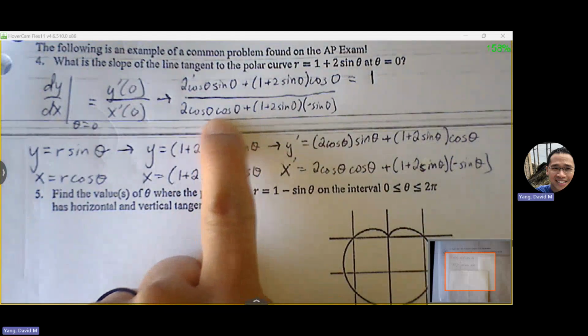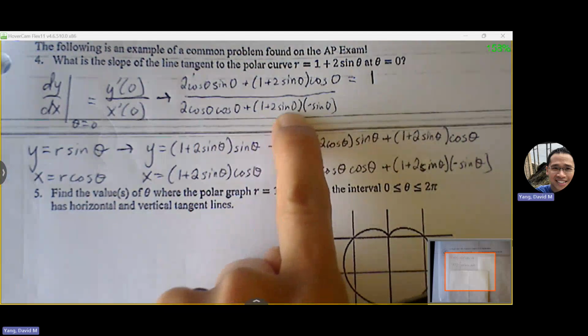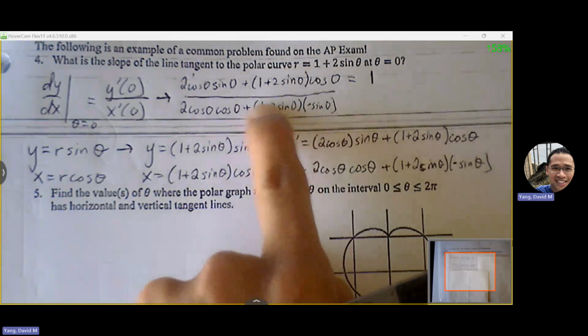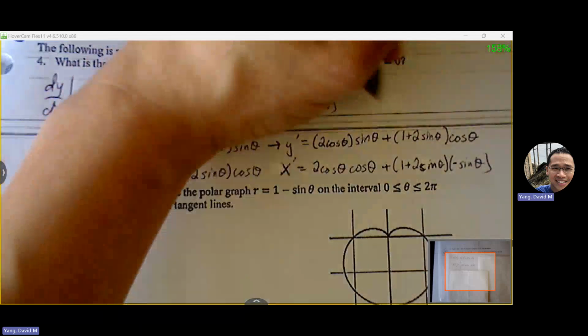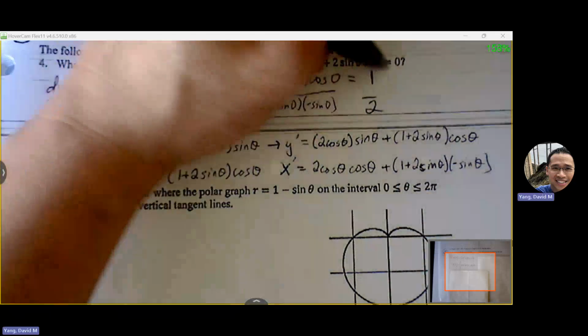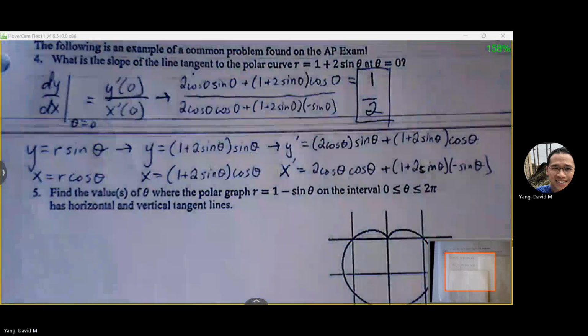Cosine of 0 is 1. 1 times 2 is 2. Anything times sine 0 is going to be 0 because sine 0 is 0. So that's going to wipe this whole thing out. I'm just left with 1/2. So therefore, my dy/dx is just simply 1/2.